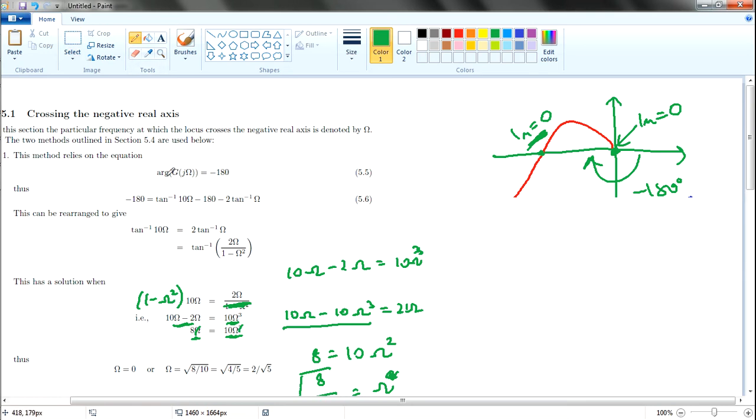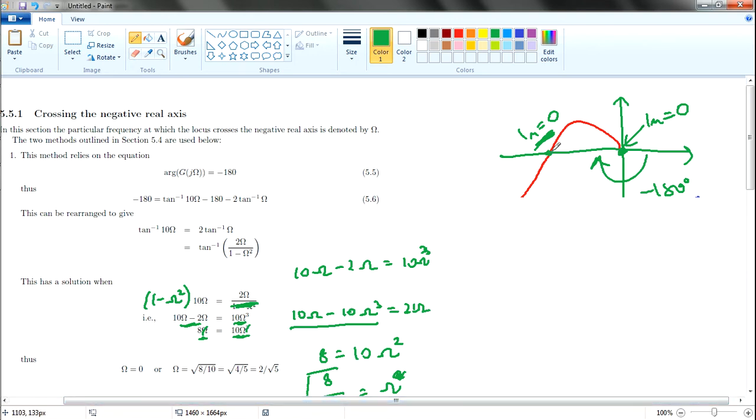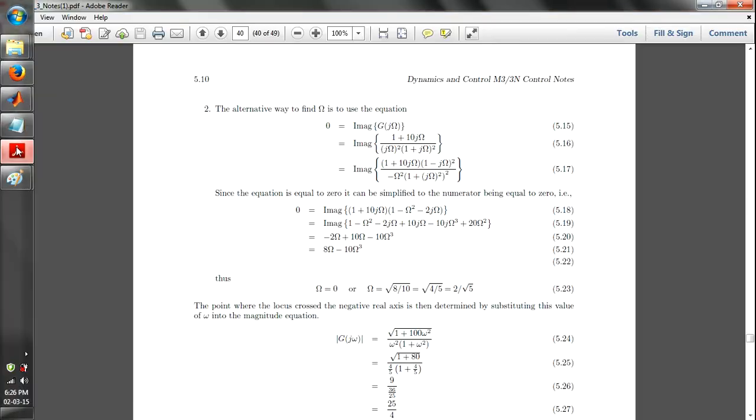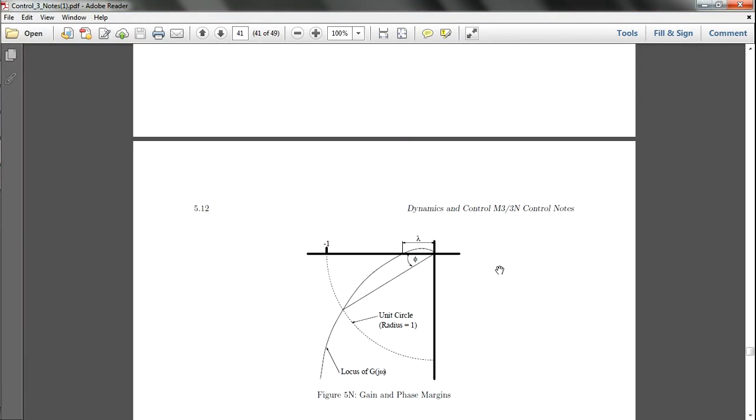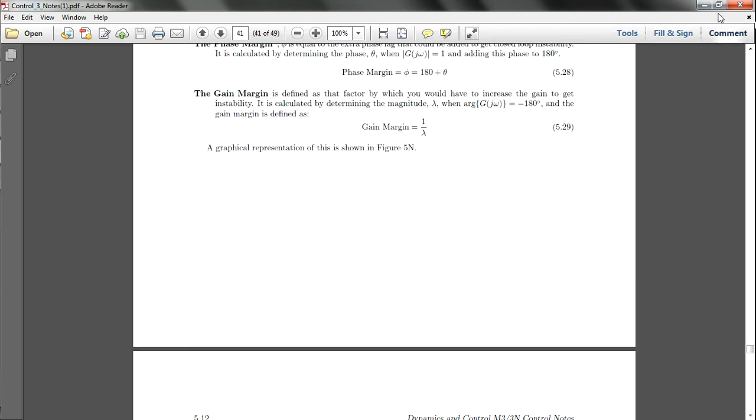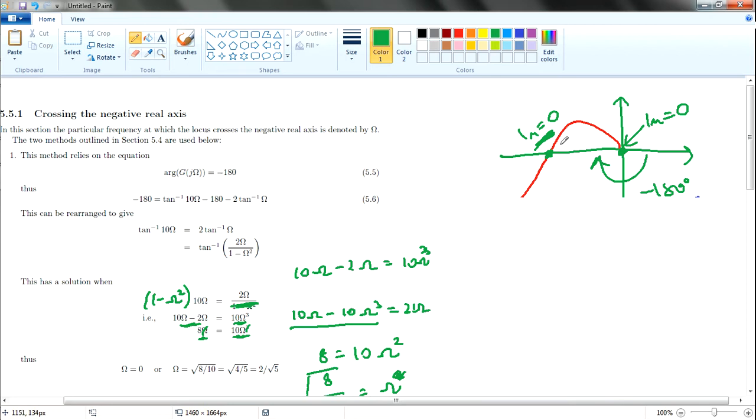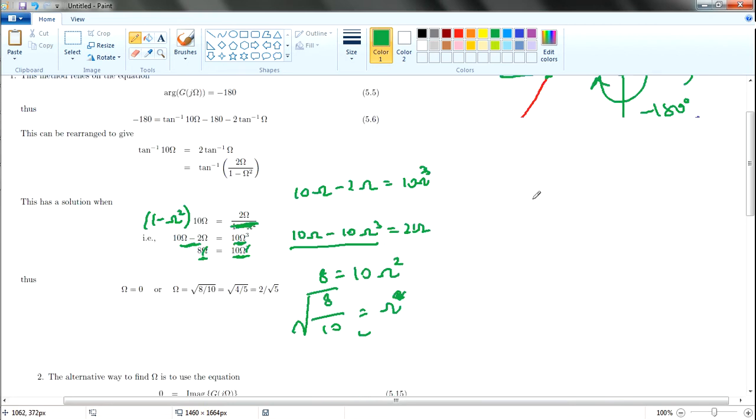We actually talk about using the negative 180 degrees method to solve for the point over here, the intersection between the real axis and the locus. The purpose of finding this point is to find the value of lambda for the gain margin, after which you can know whether you are stable or not. So this is what it is.